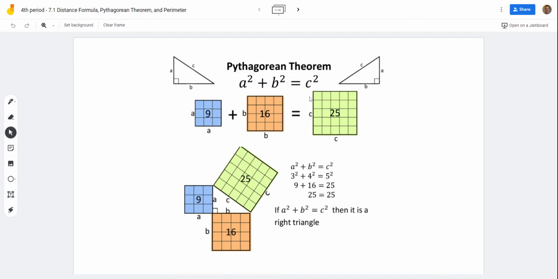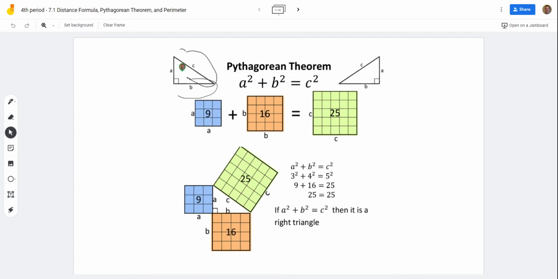The Pythagorean theorem is basically telling us that if we square the two legs of our triangle and add them together, they're going to equal our third side squared. So a squared plus b squared equals c squared. It's like the most famous line in math.